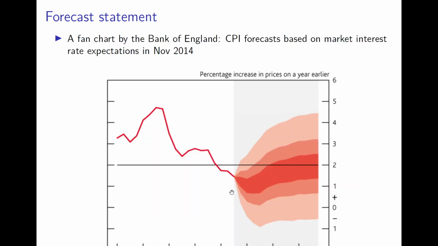All right, fair enough. What about this guy? Well, let's see if we can break it down into points and intervals. This is a fan chart from the Bank of England, and they give their forecasts for things like inflation, CPI forecast based on market interest rate expectations in November 2014.